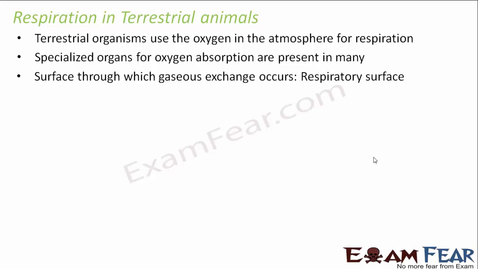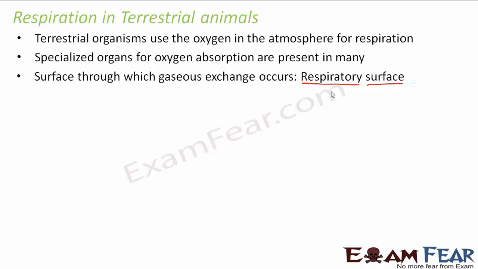The surface through which the gaseous exchange occurs is known as the respiratory surface. That means, for example, as I told that in human beings we have lungs. Even inside lungs there has to be a surface where exactly the exchange of gases is happening. That surface is known as the respiratory surface. Now let us try to understand what kind of a respiratory surface is desirable. What are the characteristics that a respiratory surface should have to ensure better absorption?